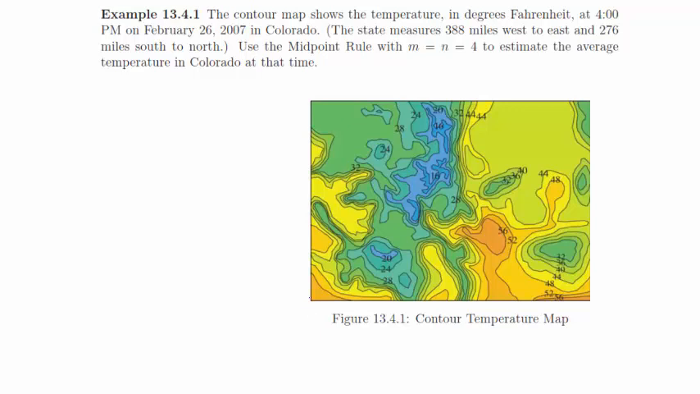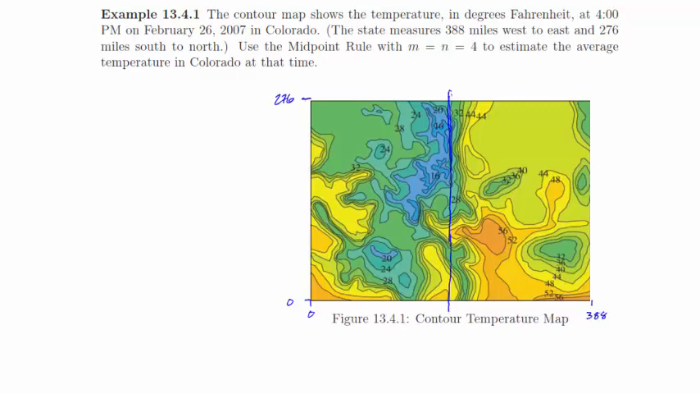So we're going to say that this is my 0. This is at 388. And 276 miles south to north. So we'll say this is the 0 in the y direction, and this is 276 in the y direction. Use the midpoint rule with m equals n equals 4 to estimate the average temperature in Colorado at that time.